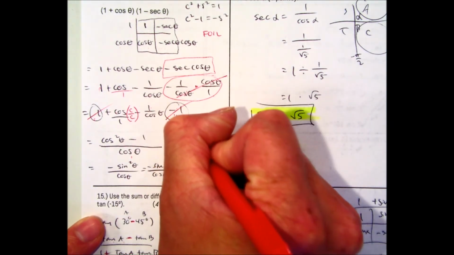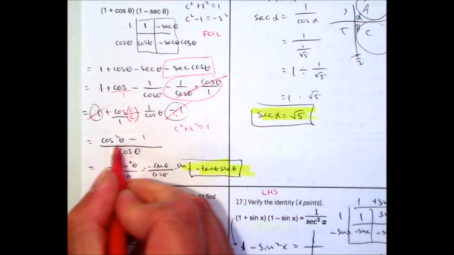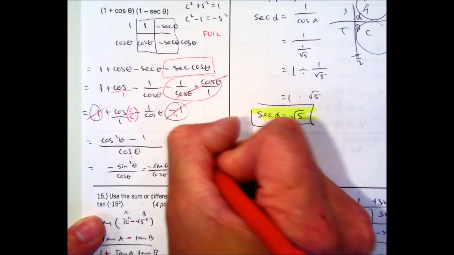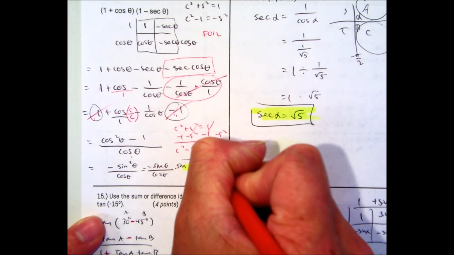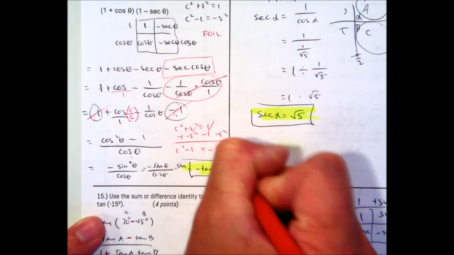Here you have the Pythagorean identity. Cosine squared plus sine squared equals 1. I want it to match just like that. Subtract 1, subtract sine squared. You'll have cosine squared minus 1 equals negative sine squared.